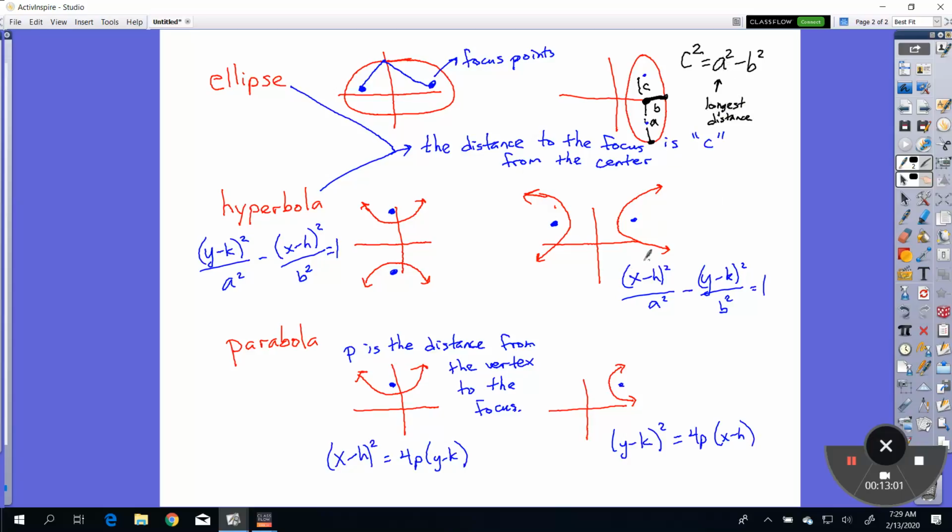So what is c again? So c is the distance from the center to the focus.